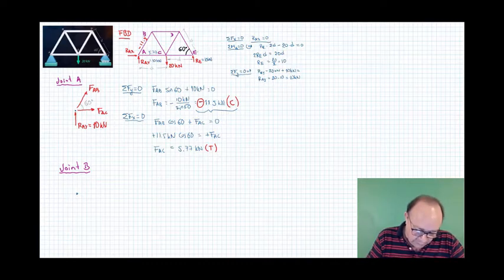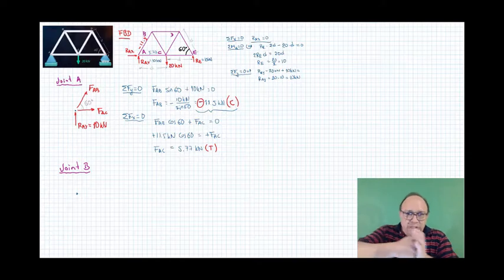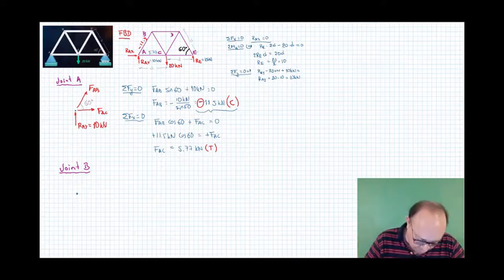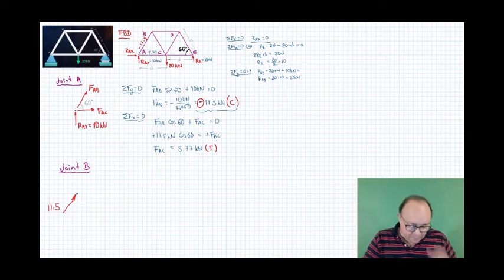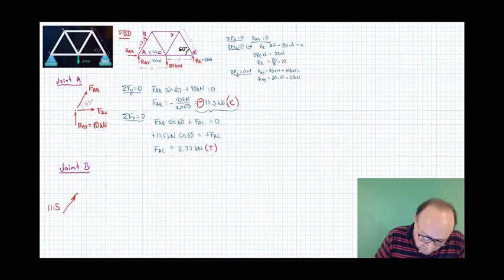So we have force AB is compression. It means it's pushing the joint. It comes here, pushing with a force of 11.5. If you put it in the right direction, in the right sense, pushing into the joint, you don't need to put the sign. Then we have another force that we don't know, the force BD.